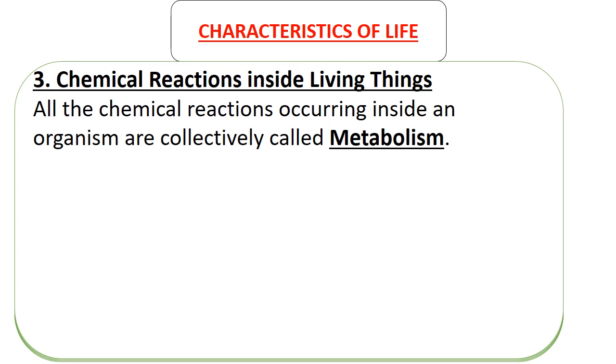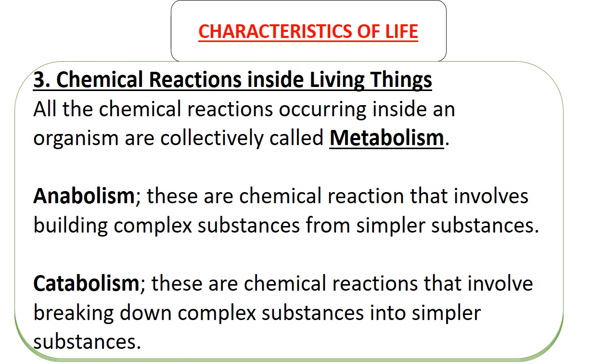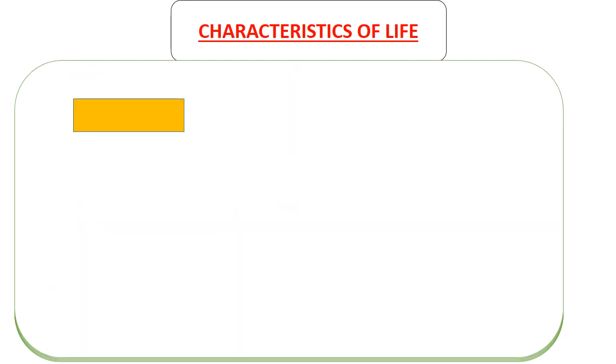All these processes can be classified into two types. The first is anabolism. Anabolism is defined as chemical reactions that involve building complex substances from simpler substances. So anabolism involves building something complex from simple things. And catabolism is just the opposite, which refers to the chemical reactions that involve breaking down complex substances into simpler substances. So with catabolism, you have got something complex, then you break it into something simpler.